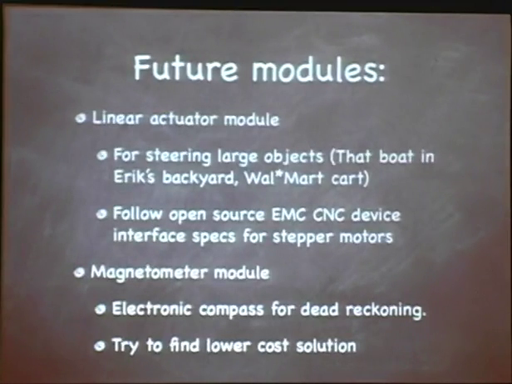Future modules that have always been planned include a linear actuator module, so that it's possible to steer larger objects, such as those electric buggies at Walmart, a friend of ours' boat, and some other just odd stuff for fun. I think we're going to follow the EMC CNC control protocol so that it shares the same format and controllers. The other part is a magnetometer module, so that if the GPS fails, you can still get a compass reading. Right now, looking at those boards, they seem to be very expensive, so I might have to make one of those.